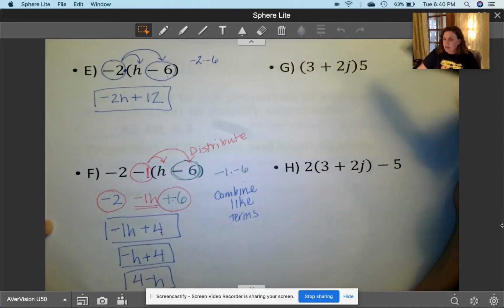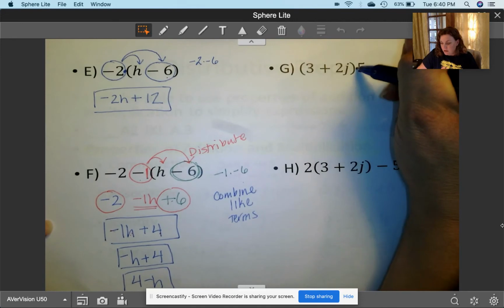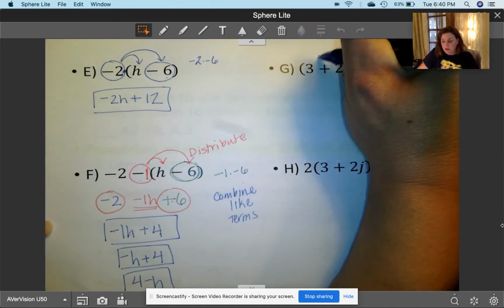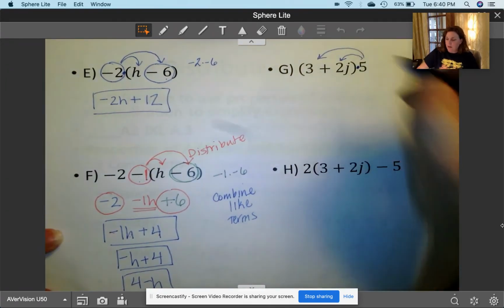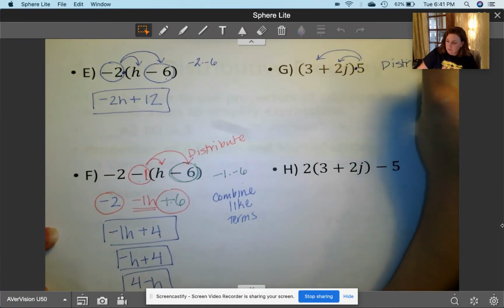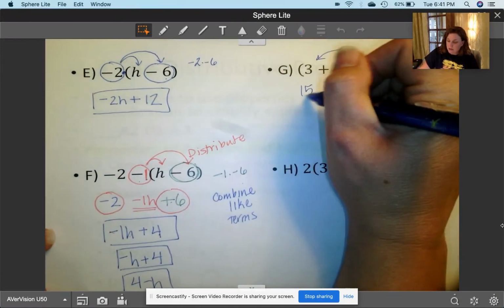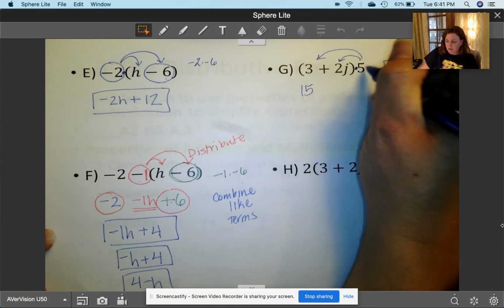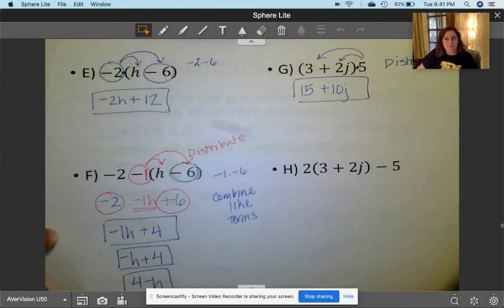All right, this is kind of a weird way to write a distribute property, but it is. This 5 is right next to the parentheses. So this is also distributing. It's just distributing from the other side, if you will. So again, we are going to distribute. We're distributing the 5 this time. So 5 times 3 is 15. 5 times 2j. 5 times 2 would give you the 10. This is a great answer.